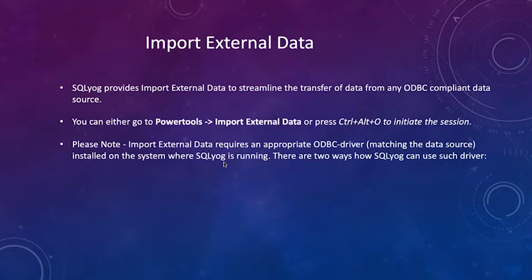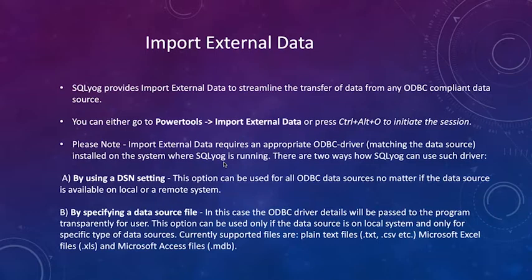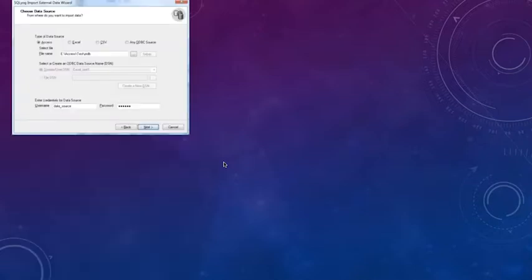Now, there are two ways SQL can use such a driver. One, by using the DSN setting. This option is used by ODBC data sources, no matter if the data source is available on the local or remote system. Or you can specify a data source file. In this case, the ODBC driver details will be passed to the program transparently for the user. This option can be used only if the data source is in the local system or for a specific type of data sources. Currently we support plain text files like TXT and CSV, Microsoft Excel files like XLS, and Microsoft Access files like .mdb. So you'll be able to see that here.